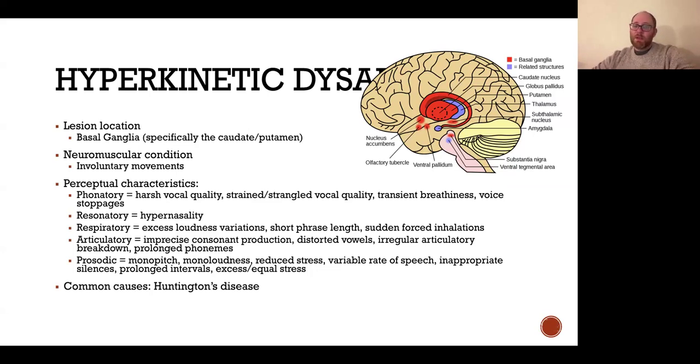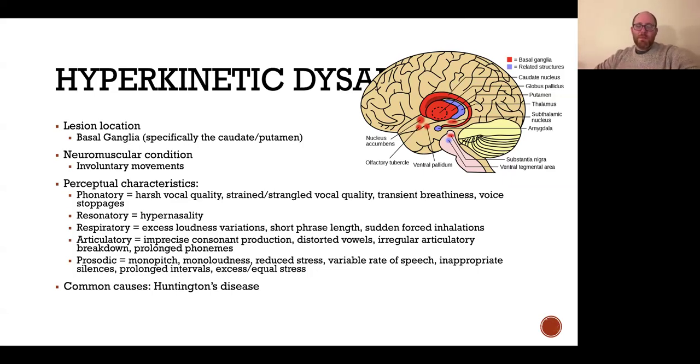Respiratory system wise, they tend to have hypernasality. In the respiratory system, they have excess loudness variations. Again, they can't modulate anything because of that involuntary movement, so their loudness is all over the place. They have shorter phrase length, sudden forced inhalations where they're talking, and then they have to go like that. Excuse me, that hurt my throat. But that's again an involuntary movement that they can't control.